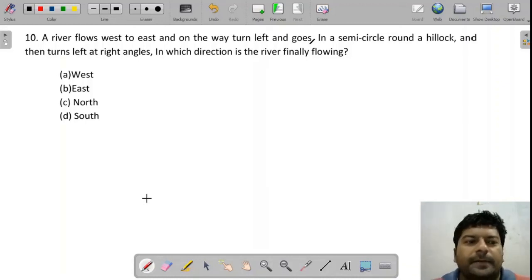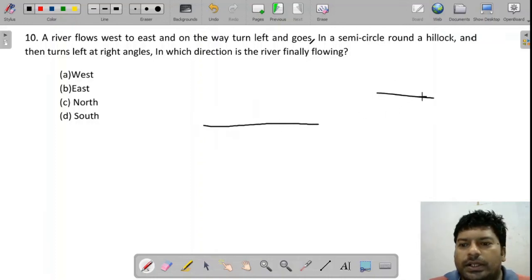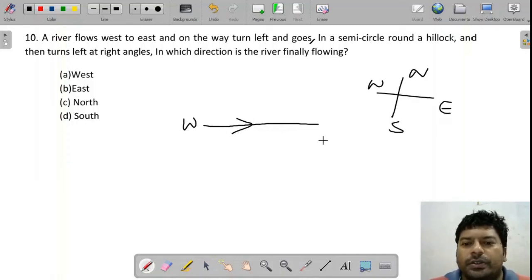Question number 10 says, river flows west to east. Okay, so we will consider a river flows west to east. So let us consider here east, west, north and south. So river is flowing in this direction, west to east. On the way, it turns left and goes in semicircle round a hillock. See, it is flowing west to east, and then it turns left, goes around a hill in a semicircle way. Okay, we will consider this as a hill.